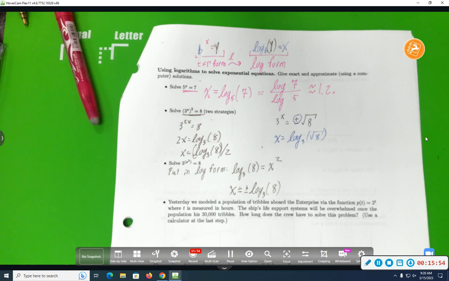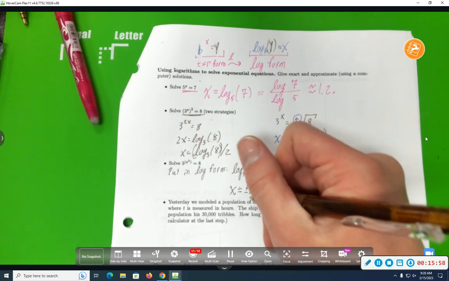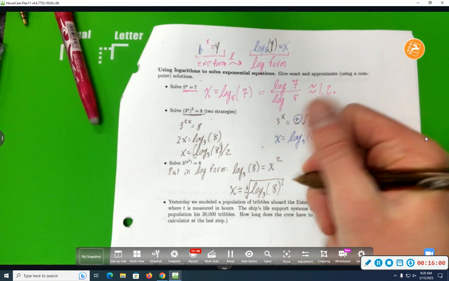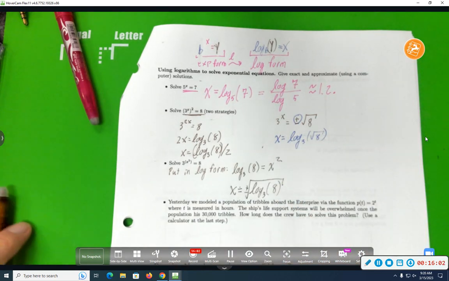X equals plus or minus log base 3 of 8. Feel okay? Oh, I lost the square root, didn't I? So let's think about this in a few ways.